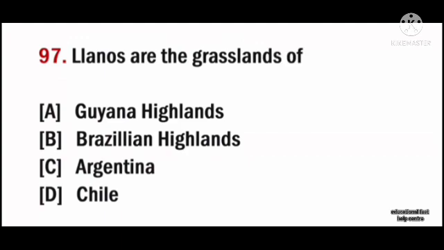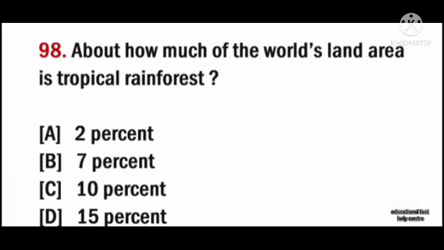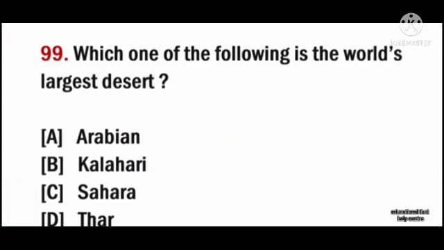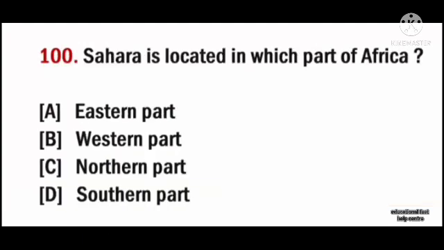Llanos are the grassland of? Answer D, Chile. About how much of the world's land area is tropical rainforest? Answer B, 7%. Which one of the following is the world's largest desert? Answer C, Sahara. Sahara is located in which part of Africa? Answer C, Northern part.